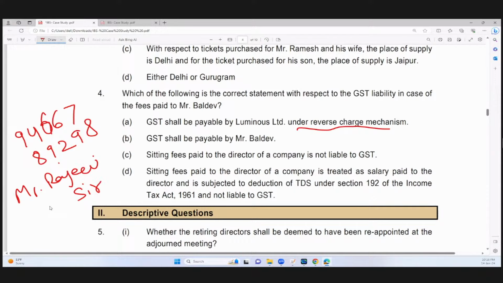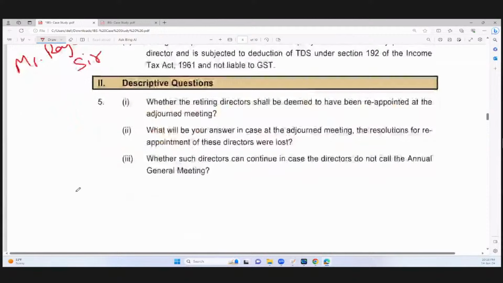तो स्टूडेंट्स, अभी हम डिस्क्रिप्टिव क्वेश्चन पे चल रहे हैं। Question number 5: whether the retiring directors shall be deemed to have been reappointed at the adjourned meeting. और इसके 5 के देखो 3 parts। अभी किसी student ने पूछा था कि questions कैसे आएंगे, तो questions आपके सामने हैं। देखो, yes Megha madam. Yes sir.